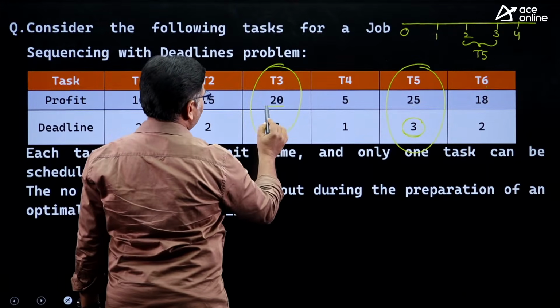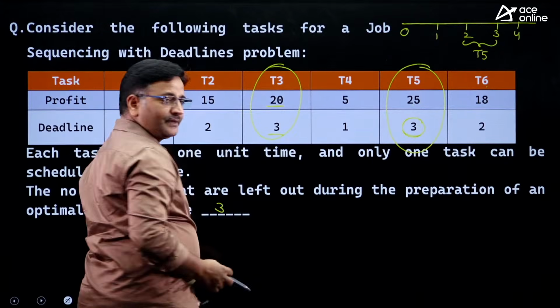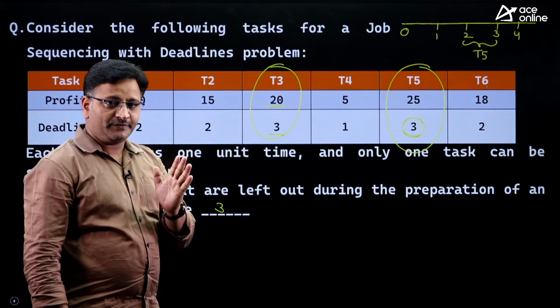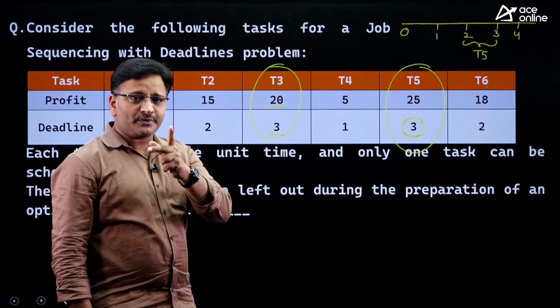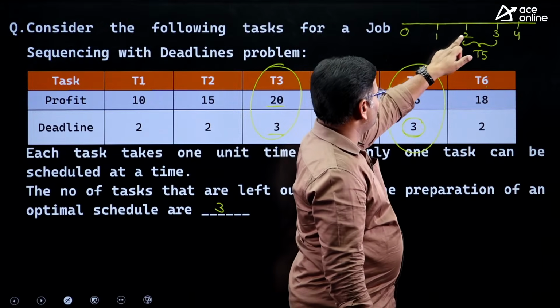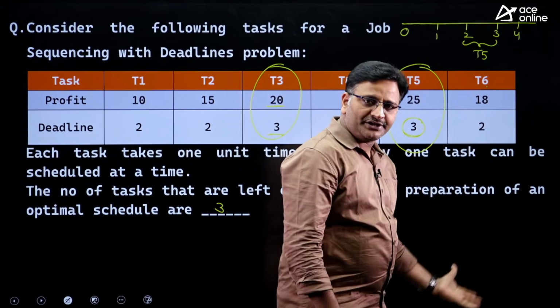So its profit is 20 and deadline is 3. Deadline is 3 means you are supposed to process the job before reaching 3. So how many ways you can process the job means you are having 3 possible ways. One is 0 to 1, or 1 to 2 time slot, 2 to 3 time slot, based on the conditions.